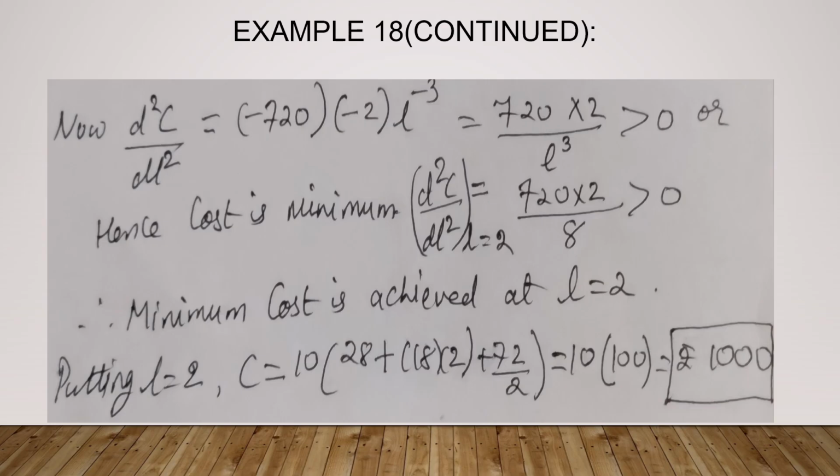Now the minimum cost is achieved at L is equal to 2. Put L is equal to 2 in our formula of cost which we had obtained. You will be getting the total cost as rupees 1000.